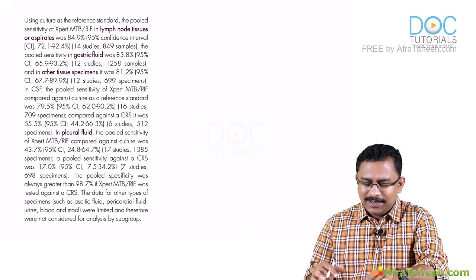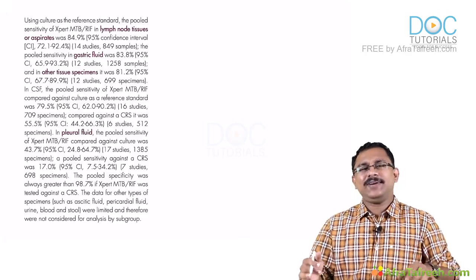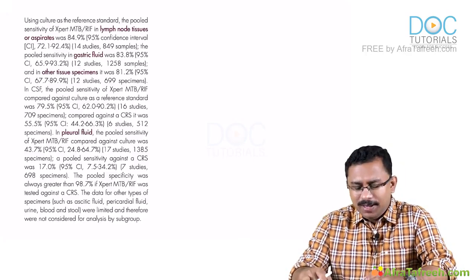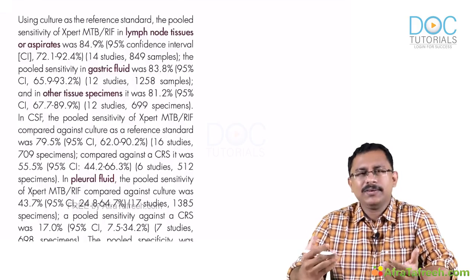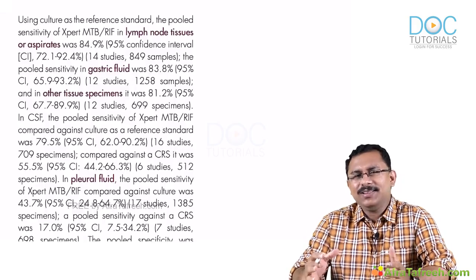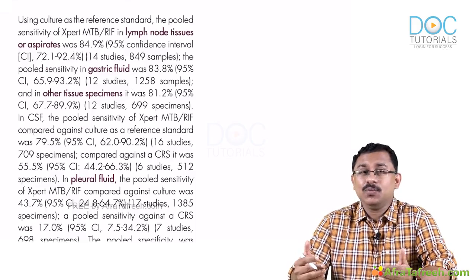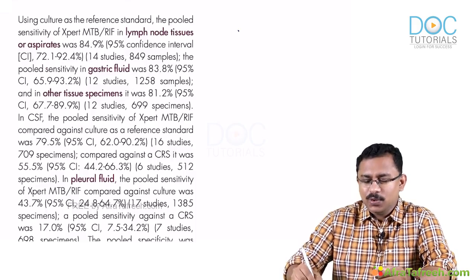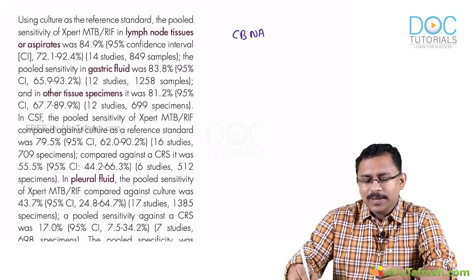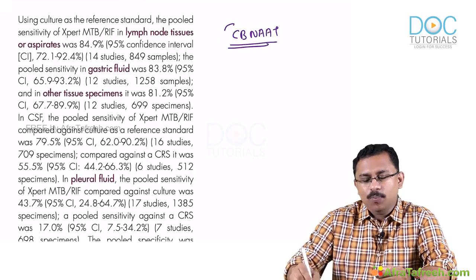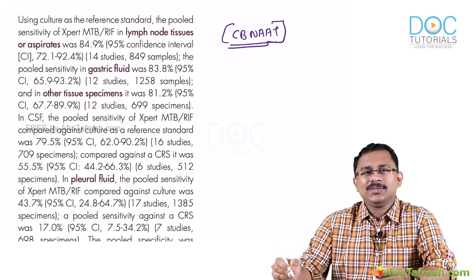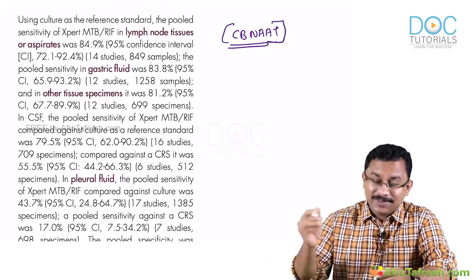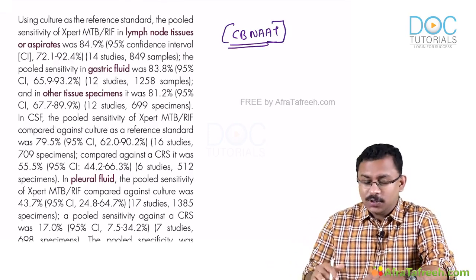And this is just a screenshot that I have taken from a WHO website, where they have given the sensitivity of the various samples. Okay, when you do a CB-NAT, because CB-NAT is always now preferred. Okay, so because the yield is better, the sensitivity and specificity is also better.